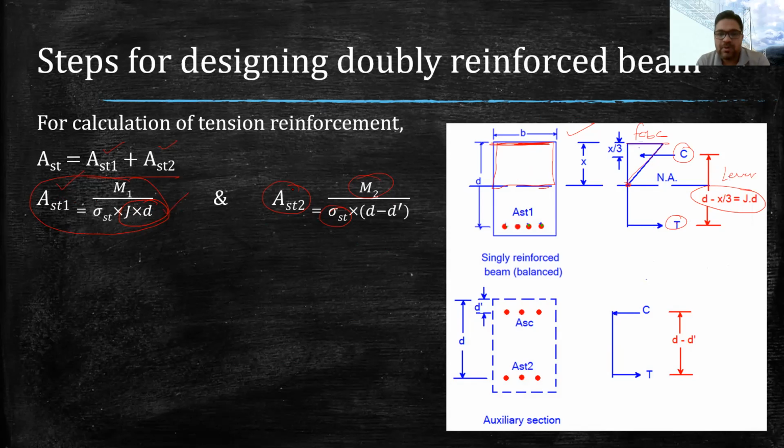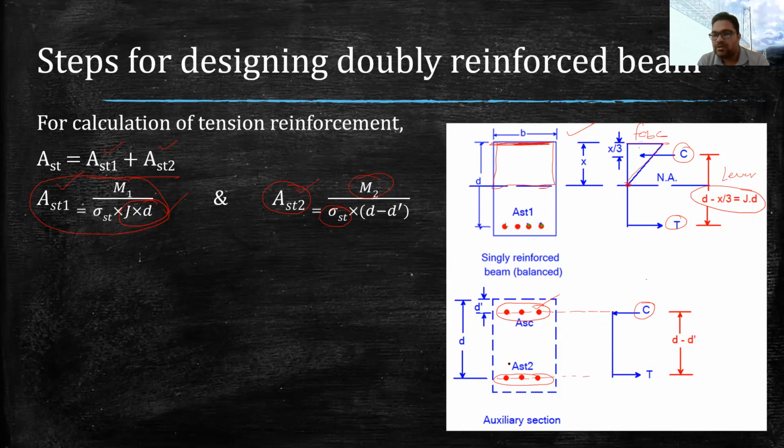Similarly, now when we are talking about the AST2, what will be the lever arm in this case? As you can see in the second section, this is the position of the ASC, which is the compression reinforcement, and this is the position of the tension reinforcement. So this compressive reinforcement will resist the compressive force, which we are again representing as C, and this C will be acting at the CG of the reinforcement. So CG of reinforcement will pass through the center line of the reinforcement. On the same line, you can see I am extending this. In case of tension, again the tension force will be acting at the CG.